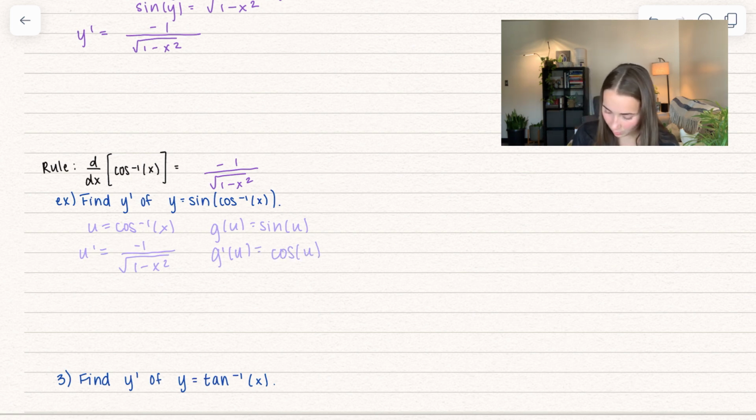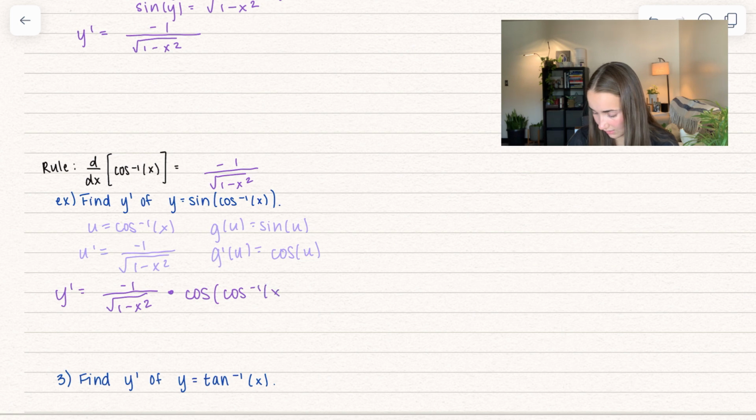Let's go ahead and plug this all back in. So y prime is going to be equal to u prime, which is negative 1 over the square root of 1 minus x squared. And I'm going to multiply it by g prime of u. So I get cosine of u, plug that back in, I get cosine of inverse cosine of x.